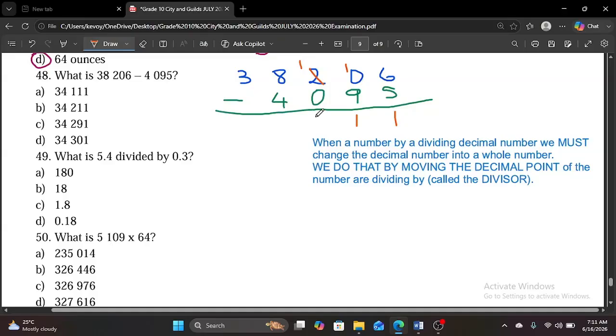0 from 1, you'll be left with 1 as well. 4 from 8, you'll be left with 4. And we just bring down our 3 because nothing is there. All right, so that's gonna be 34,111. So A is gonna be your answer right there.